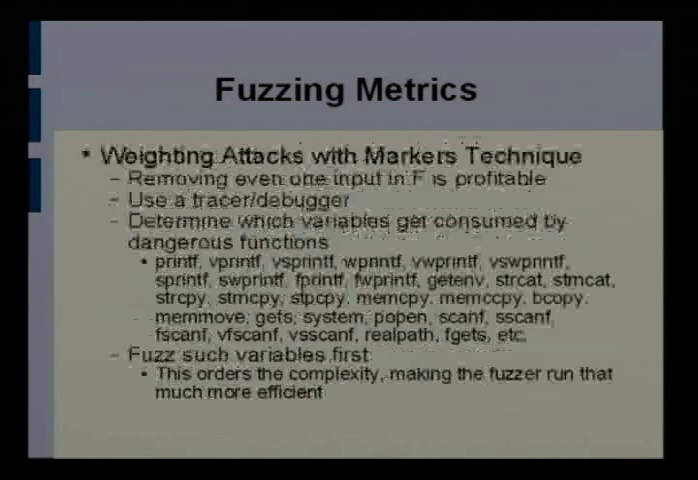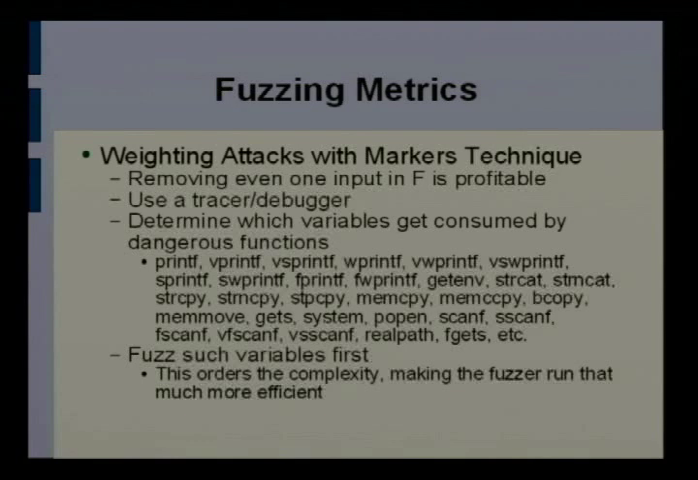Now, he does another really slick thing. Not only does he have a runtime, but he orders that too. If the variable is used in one of these naughty functions, and he has a big list of naughty functions, then we fuzz those first. Again, not rocket science, but pretty revolutionary in terms of fuzzing, and the way the remote debugger relays that to the fuzzing tool itself. So, pretty good stuff.